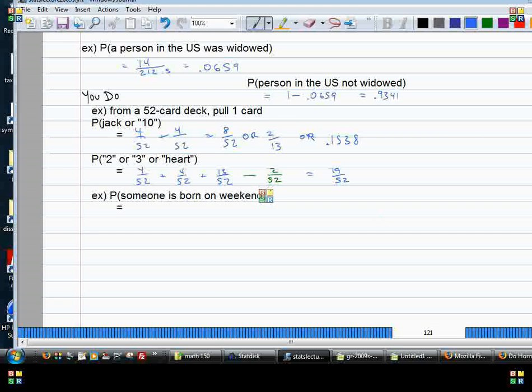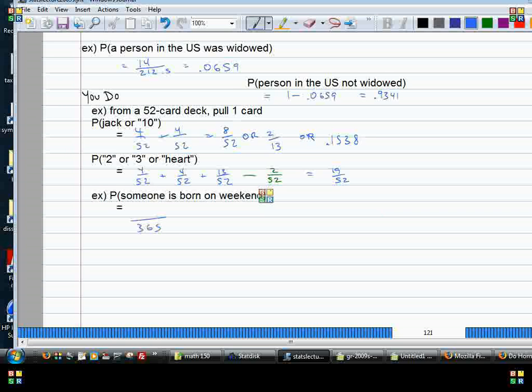Now, what's the probability that someone is born on the weekend? What's the weekend? Saturday and Sunday. So what's the probability that someone is born on a weekend? I think I heard someone say the right answer. It's 2 out of 7. Oh, that's so clever. This usually takes a long time. And that's the trick.